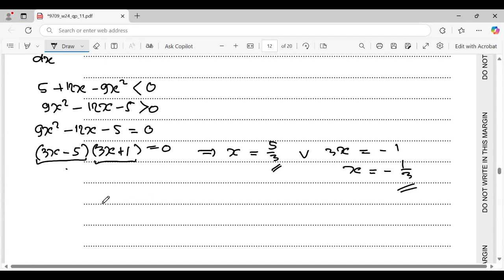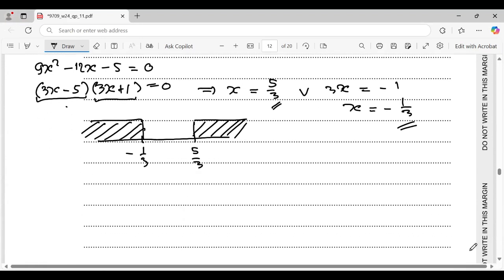Now, we're going to find the solution area. Minus 1/3 and 5/3. Since it is greater than, the solution areas are this area and this area. So we can state that the solutions are x less than minus 1/3 or x greater than 5/3.